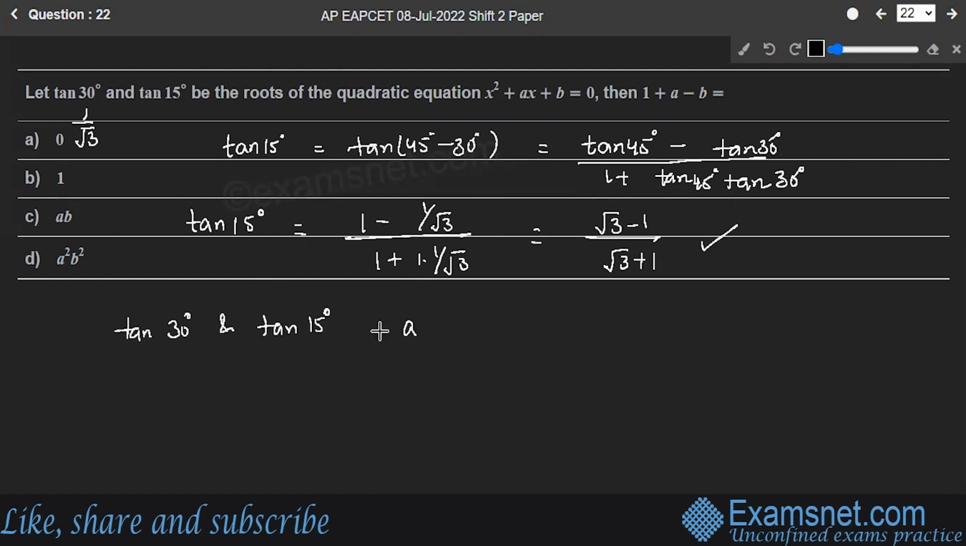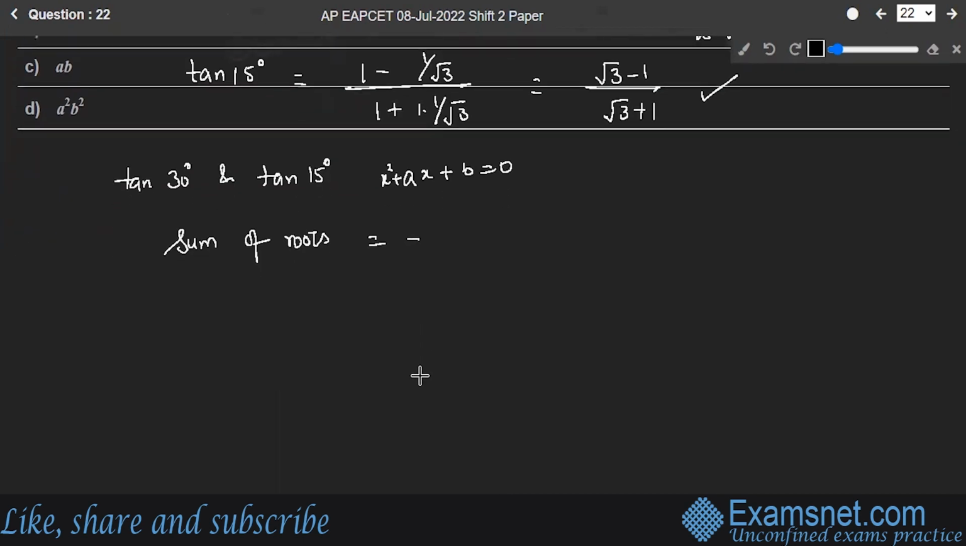What is x squared plus ax plus b is equal to 0. Therefore, you know the value. Sum of the roots is given by minus the coefficient of x upon the coefficient of x squared. That is the coefficient, that is a. So sum of the roots is equal to tan of 30, which is 1 by root 3, and tan 15, which we just calculated, right? We have to fill in over here.